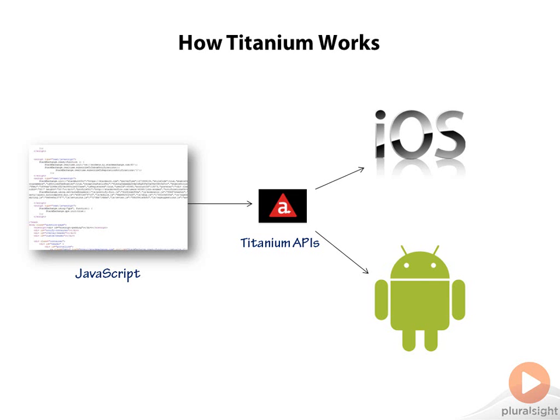On Android, your JavaScript is actually compiled to Java bytecode using the Rhino JSC compiler. That bytecode is included in a real generated Android project along with the needed Titanium APIs. In both cases, some of the JavaScript code is directly compiled to its native counterpart, but some of it is still interpreted at runtime, since JavaScript is a dynamic language after all.